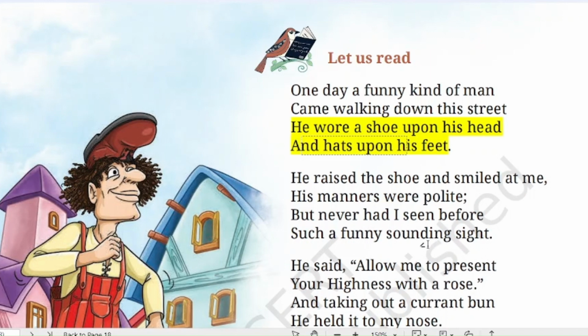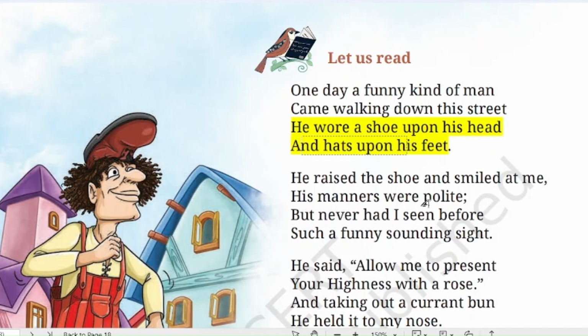What does this stanza say? The man politely lifts the shoe from his head and smiles. See, when we meet others, we give respect by raising our hat and bowing, isn't it? So this man, what did he do? He is not having the hat. He is having the shoes on his head. So he lifted the shoe and he smiled at me.